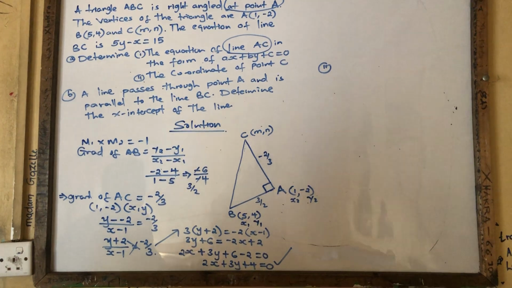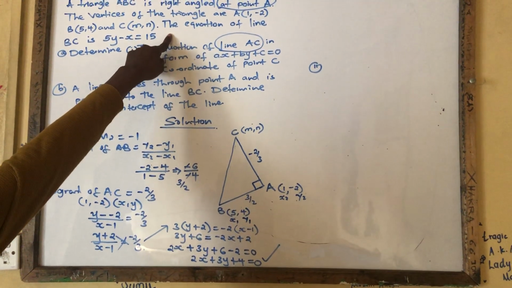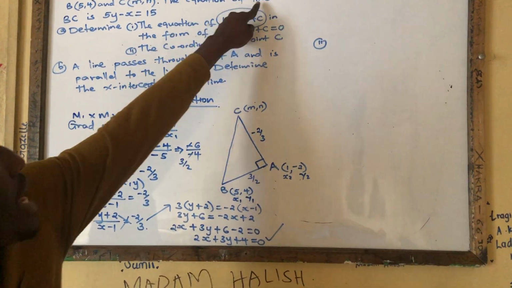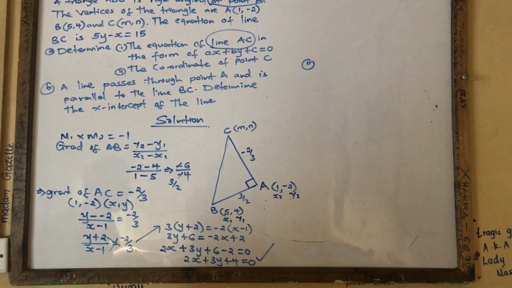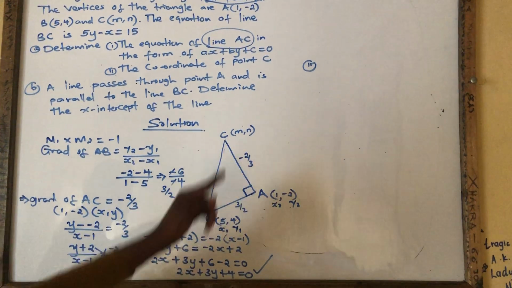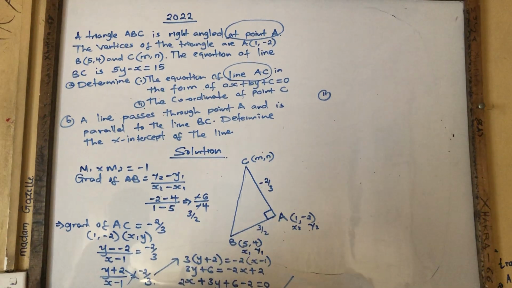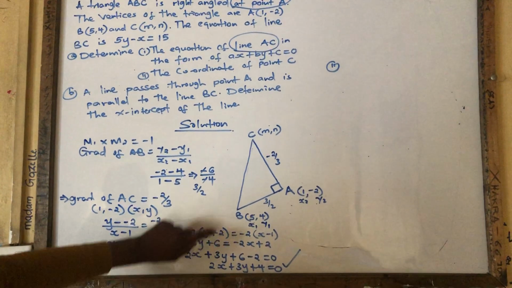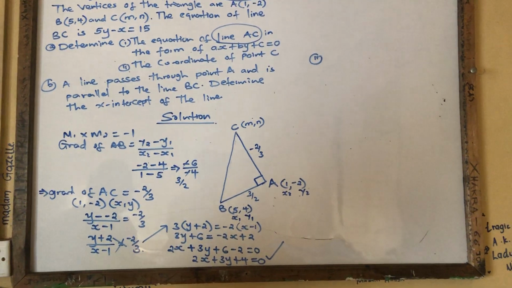Take note. In the question, it was mentioned somewhere that the equation of line BC is this. So we have got the equation of the line BC. As for AC, we have found it for ourselves here. How then will we get the coordinate of C?